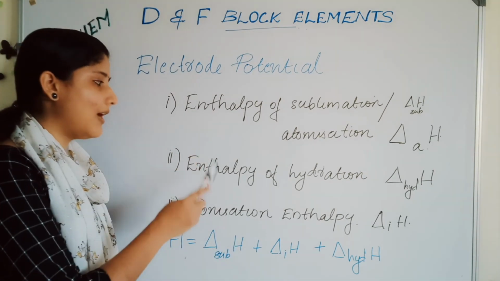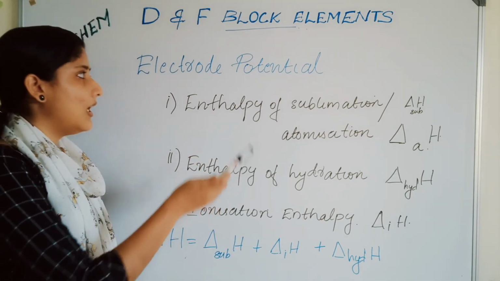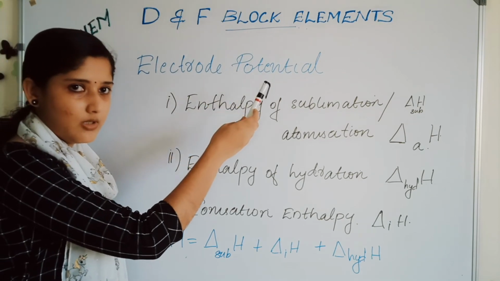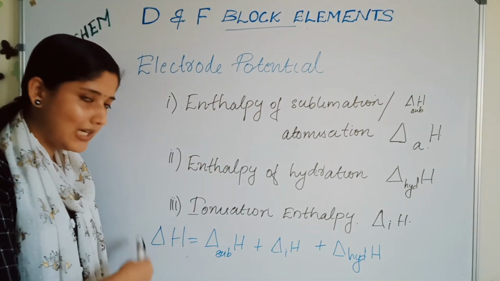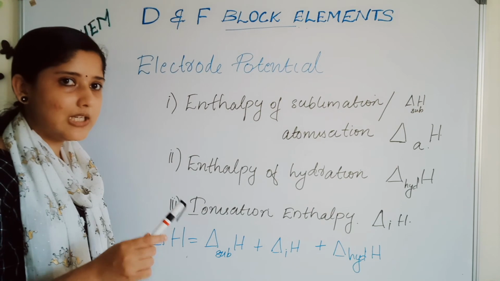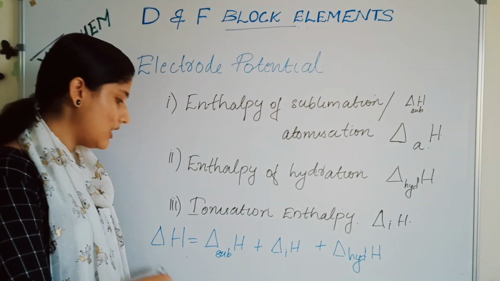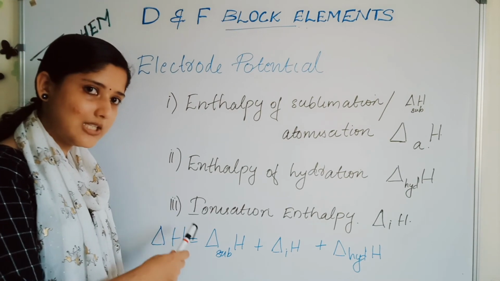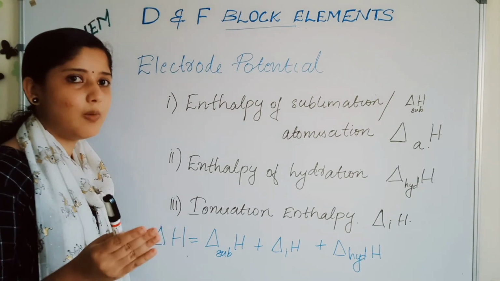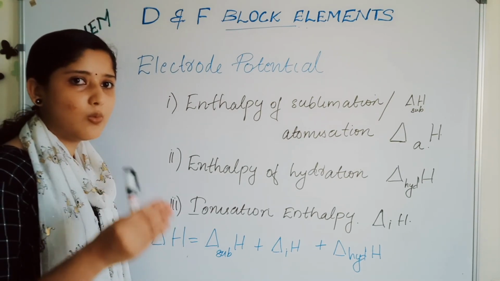These are the three factors that depend upon the electrode potential values. The higher negative the delta H value, the element in that oxidation state will be more stable. The higher negative the delta H value, that is the total enthalpy change, that much highly stable will be that element in the aqueous solution.